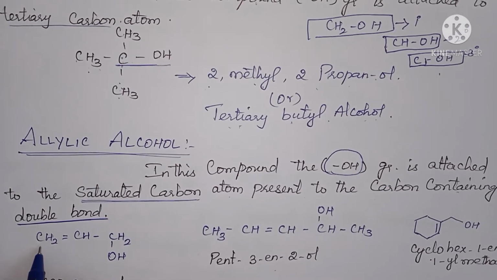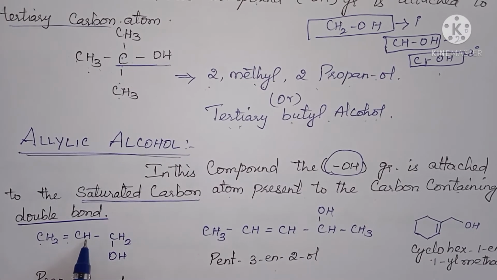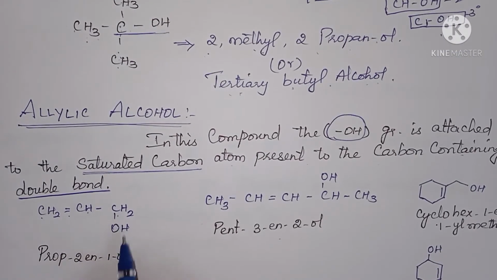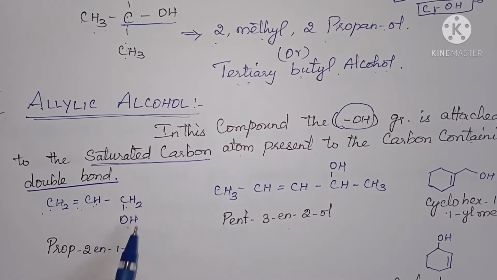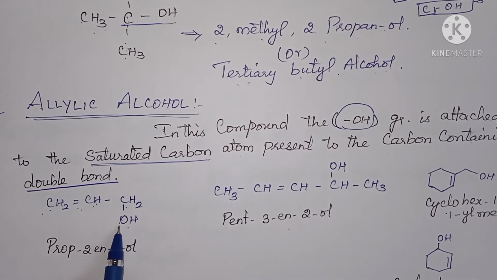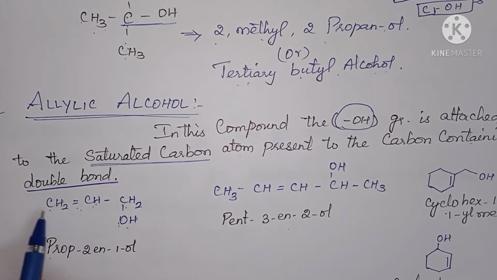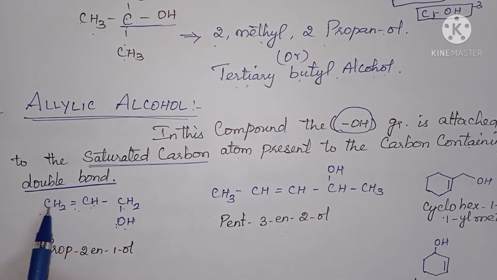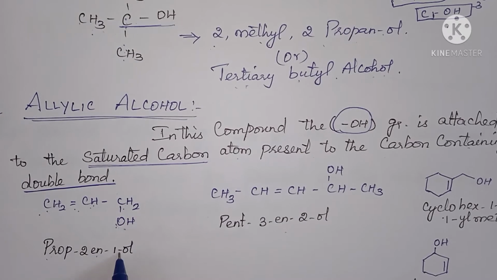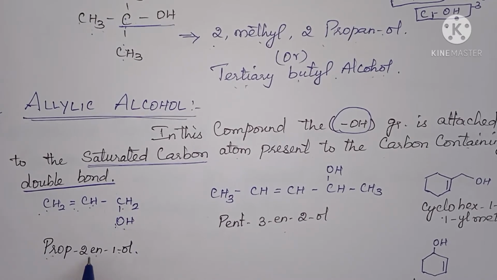Saturated carbon means a single bond side carbon. Okay, now for example, CH2 double bond CH, CH2OH. Now where is the OH group attached? The OH group is attached to the single bond side, the CH2OH, which is nearer to that place. So how many carbons are there here? Propane only, no? So prop-2-ene. This is the second carbon, 2-ene, 1-ol. So this is the first carbon: 1-ol.